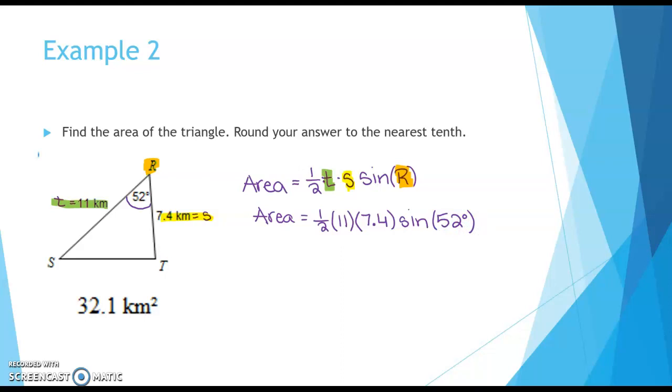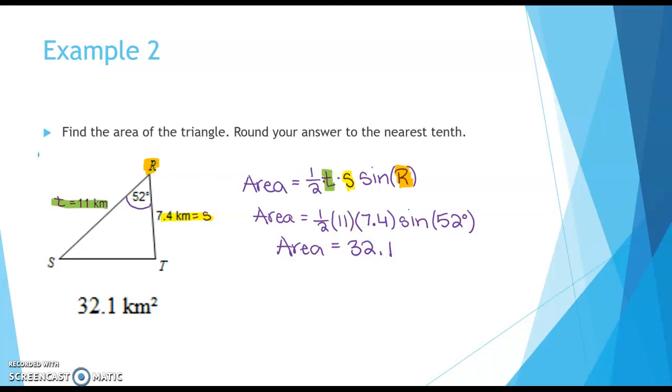Now all we need to do is plug it into our calculator. Always check to make sure that your calculator is in degrees. As long as it's in degrees, we're going to just plug it right in. 1/2 times 11 times 7.4 times sine of 52. And we are going to end up with an area equal to 32.1.